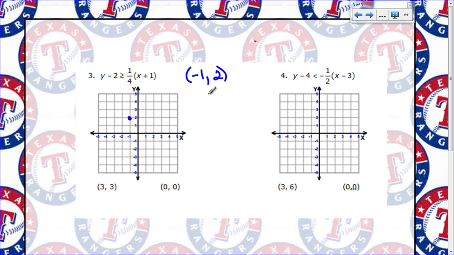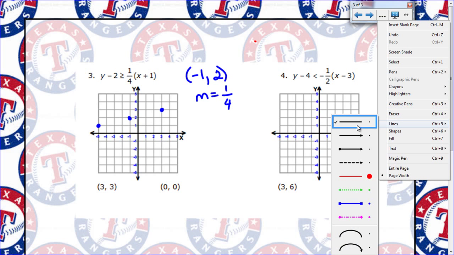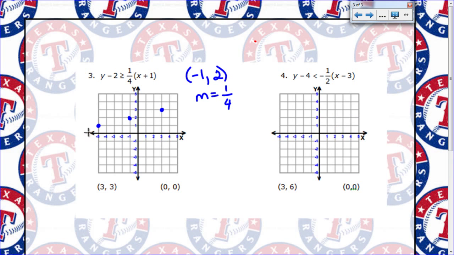And then our slope is already a fraction this time. It's 1/4. So I get to go up 1 and to the right 4. So up 1 and over 1, 2, 3, 4. And if you wanted to go backwards, you go down 1 and left 4. And then connect our points, and I can see from my symbol, which says greater than or equal to, that I'm going to have another solid line. That's been the trend today.